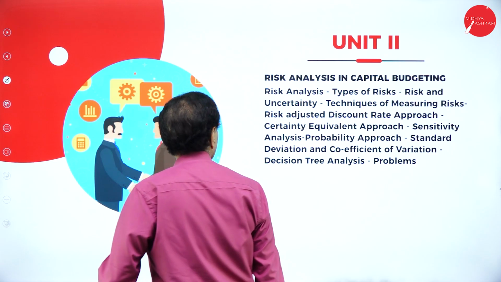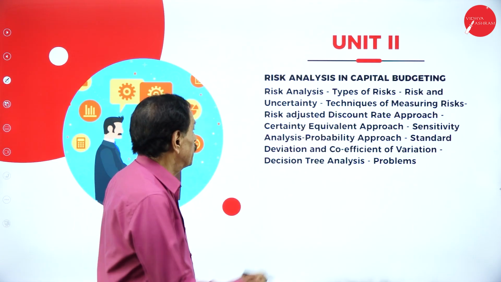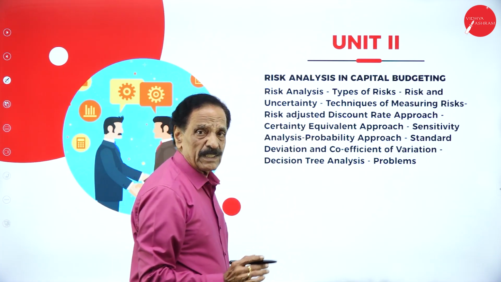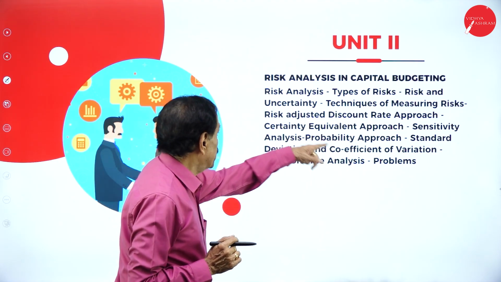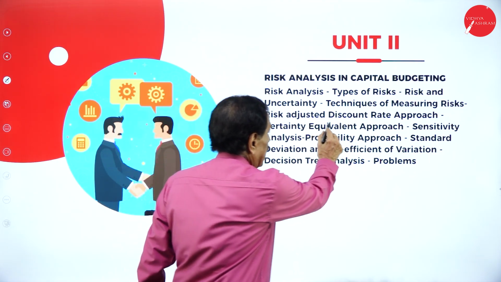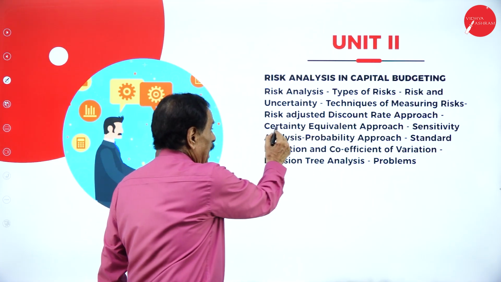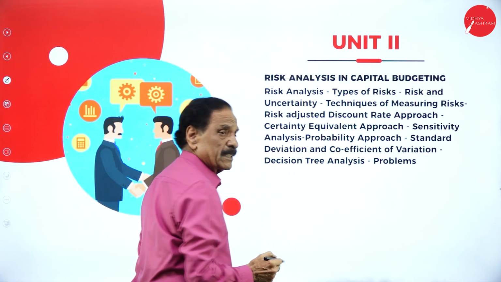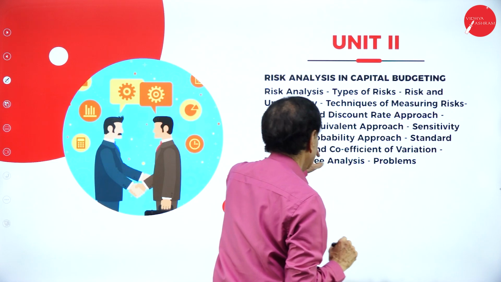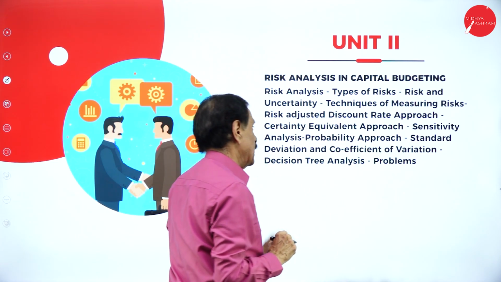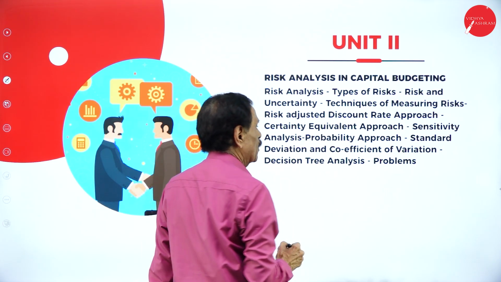Then come back here. Unit 2, Risk Analysis in Capital Budgeting. What do you mean by risk analysis? What are the types of risk we have got? Types of risk you are going to read. Risk and uncertainty. Techniques of measuring risk. How the risk can be measured. Risk adjusted discount rate approach, that is the discount factor we are going to calculate, certainty equivalent approach, sensitivity analysis, probability allowance, and standard deviation and coefficient of variation.